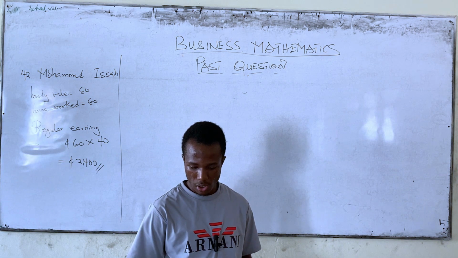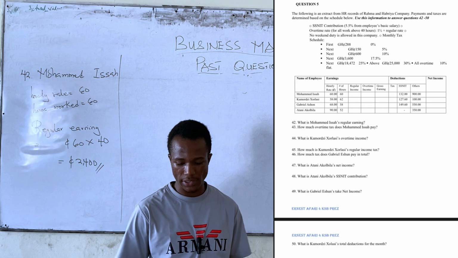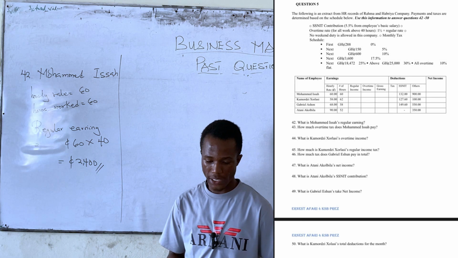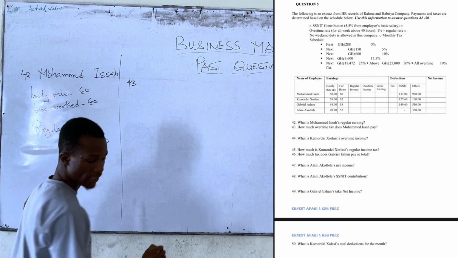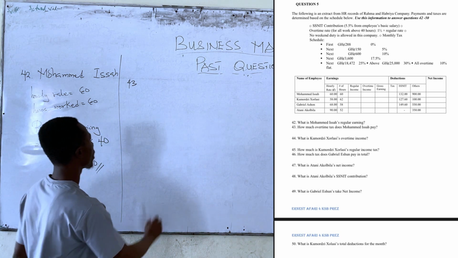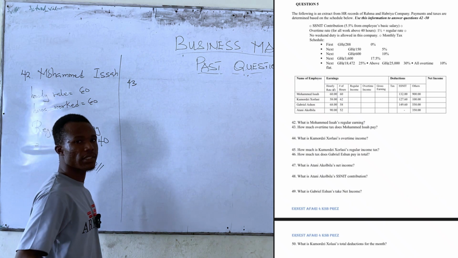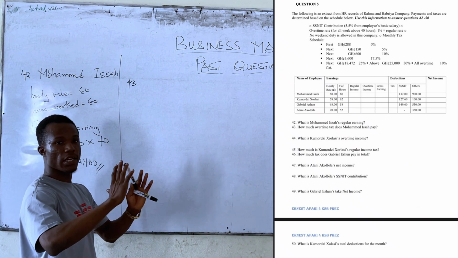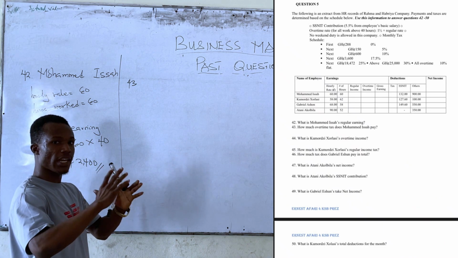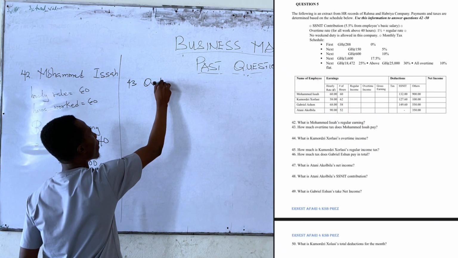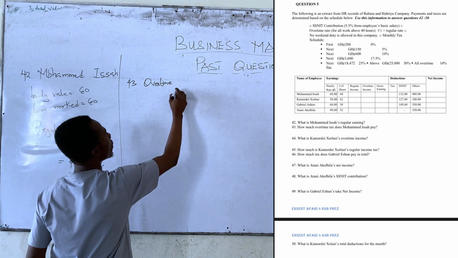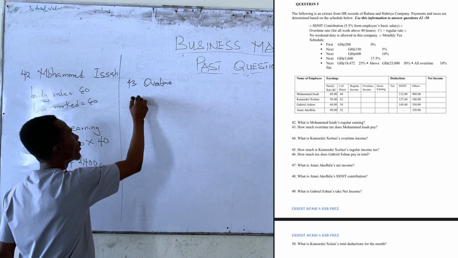Okay, that is for Mohammed. Then let's look at how much overtime tax Mohammed Issa pays. So before we calculate the overtime tax, we have to get the overtime amount, or the overtime income. So we say our overtime is also equal to the overtime rate.